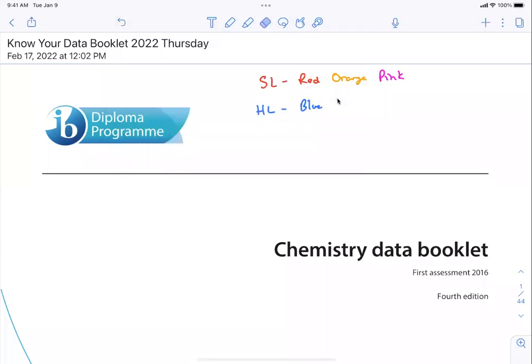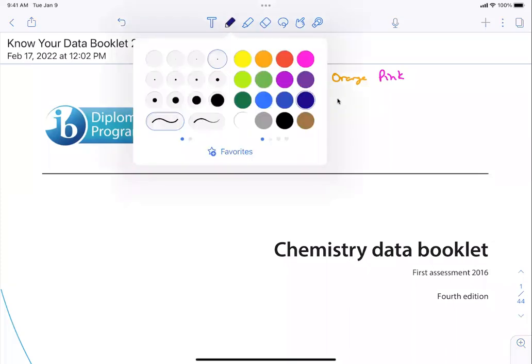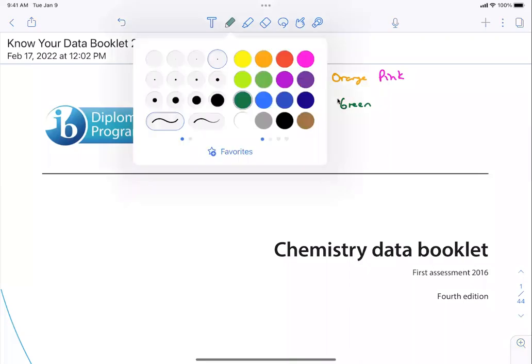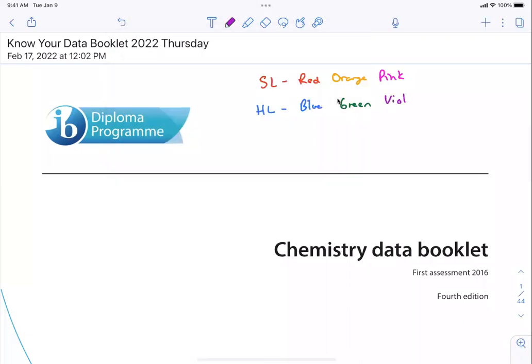When you look at the bluish side of the spectrum, as in darker blue and green, and we'll say kind of violet here, but it's a little bit hard to see that. So I probably will try to stay away from violet if possible. But the bluish side of the spectrum will be all HL. So there will be a differentiation in this data booklet about what level is which.